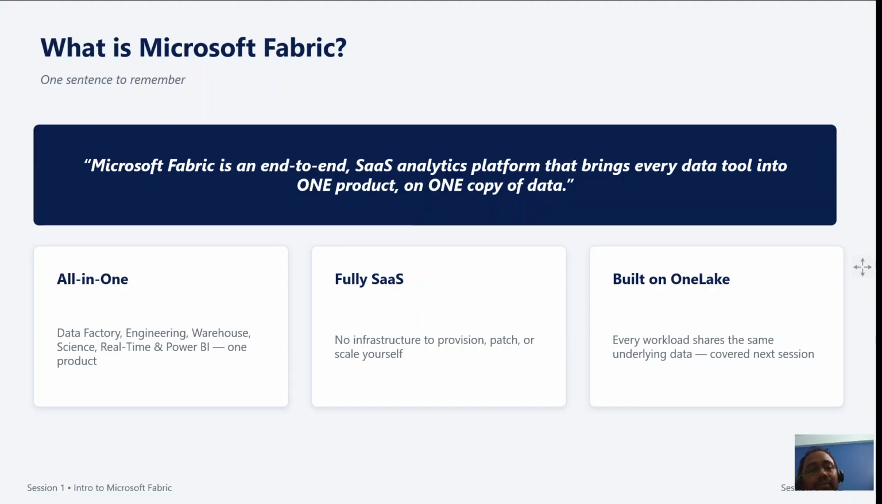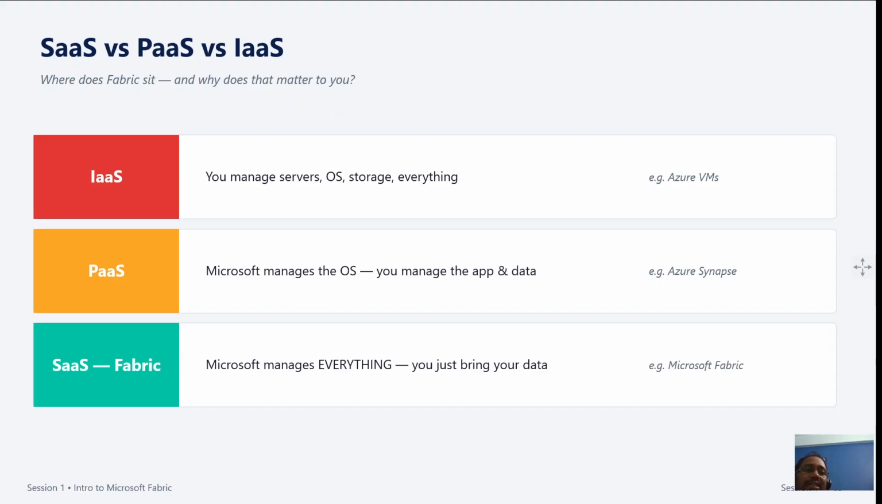Got it? Fine. Let's try to understand SaaS versus PaaS versus IaaS. Where does Microsoft Fabric sit? Why does it matter to you? This part we will try to understand. IaaS is infrastructure as a service. So instead of explaining the theory here, I will give one simple scenario. Infrastructure as a service, platform as a service, software as a service, which is a Fabric related item.